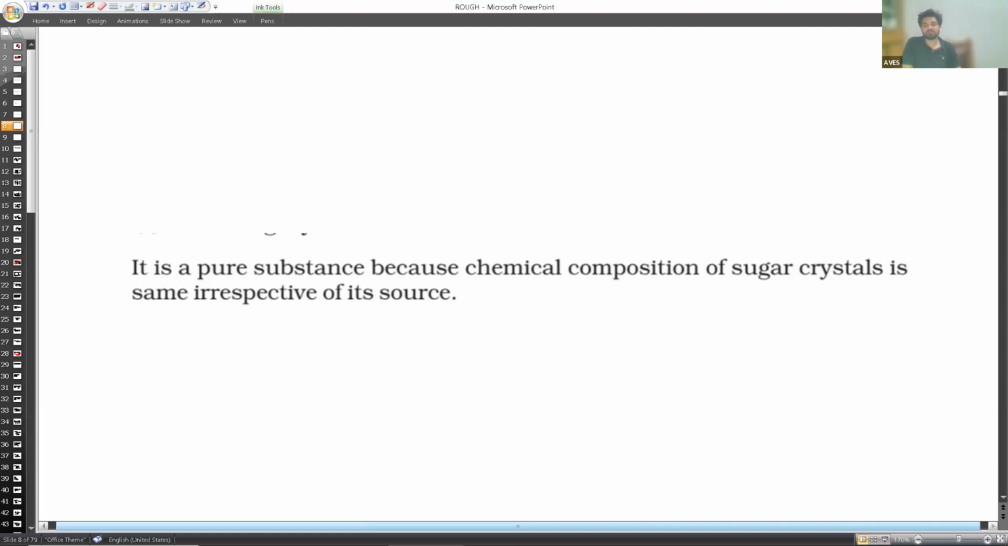Tyndall effect is a phenomenon where the particles of a colloid scatter a beam of light. The scattering of white light by a colloidal solution, which makes the path of light visible, is known as Tyndall effect. Okay, and the path of light is visible due to scattering of light by the particles of colloids. It is known as Tyndall effect. Okay, understood? Yes or no?